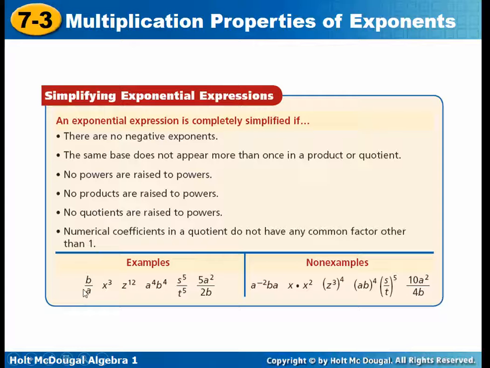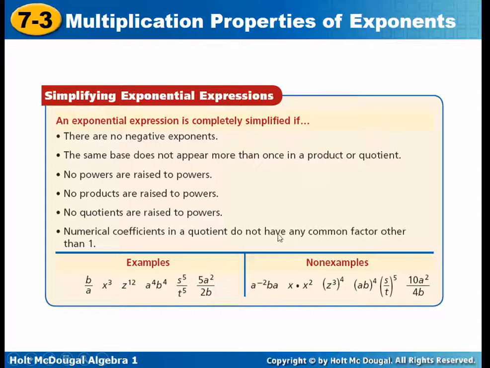For example, these are all simplified: b over a, x over 3, b over a, x to the third power, z to the 12th power, a to the 4th times b to the 4th, s to the 5th over t to the 5th, 5a squared over 2b. All of these are examples of expressions that have been simplified.